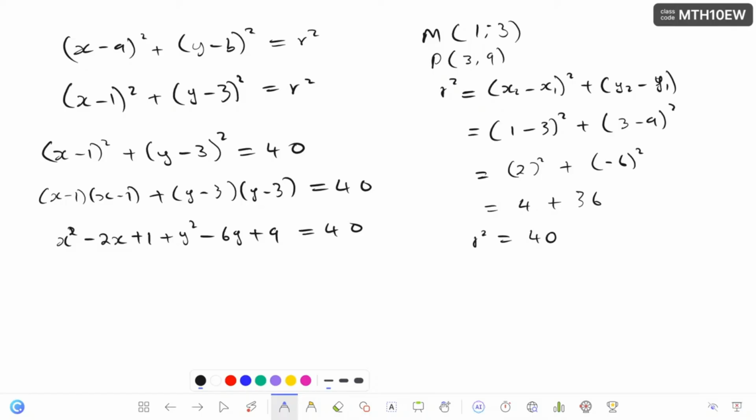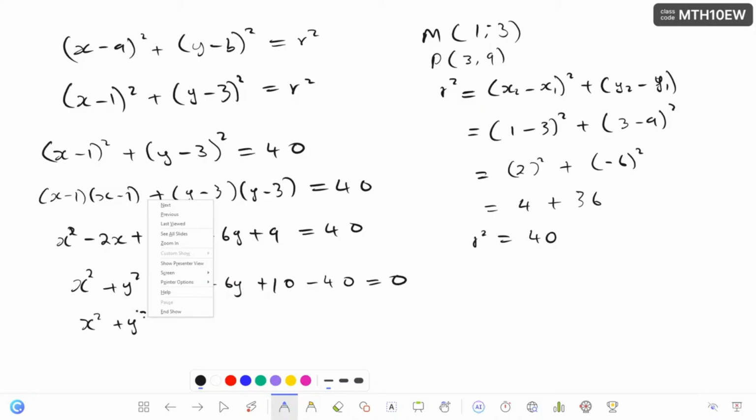So now we need to collect the like terms. So I'm going to put this one together: x² + y² - 2x - 6y. This and this is going to be 10, but okay, let me just write it down. 10, then bringing 40 inside is going to be minus 40 = 0. So it's going to be x² + y² - 2x - 6y - 30 = 0.